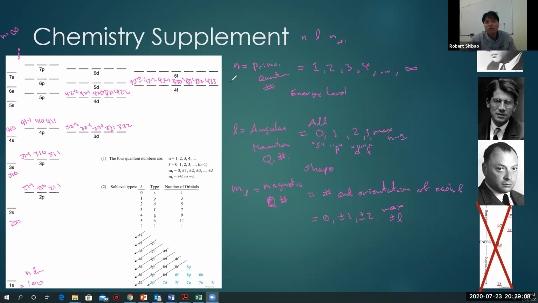We do not have 4, 4. We can't have an l equal to 4, the same as n. So 4, 4 doesn't exist. Then we go to 5, and we can go on. So we can build up the table like this.